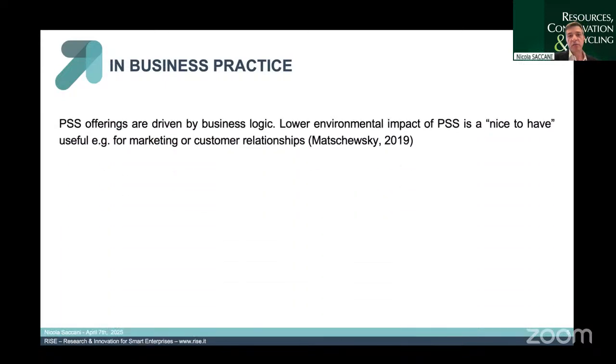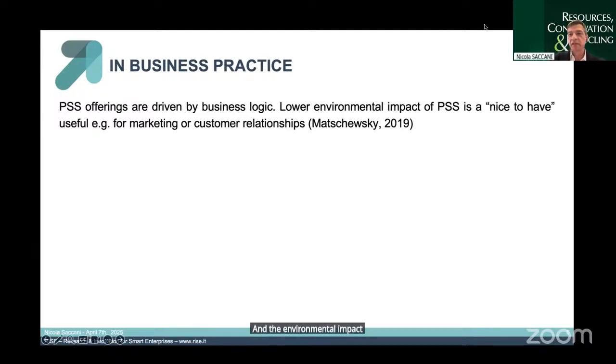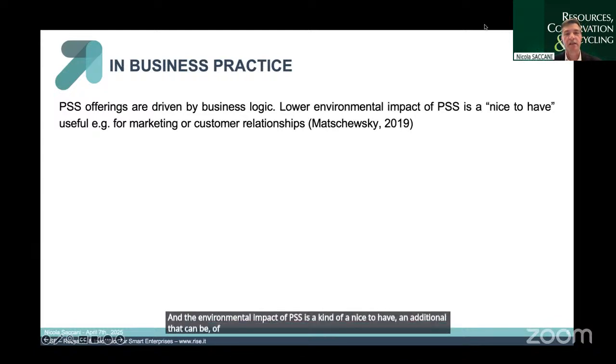Also in business practice, we have very similar findings. Usual PSS offerings are driven by business logic: stabilizing revenues, making more profit, developing closer customer relationships, sustainable competitive advantage, and so on. And the environmental impact of PSS is a kind of nice to have, an additional element that can of course be useful for marketing, or greenwashing in a bad sense, or improving customer relationships. So it's a sales argument, but it's not a fundamental reason for their offering.